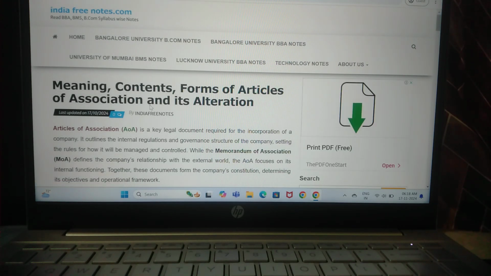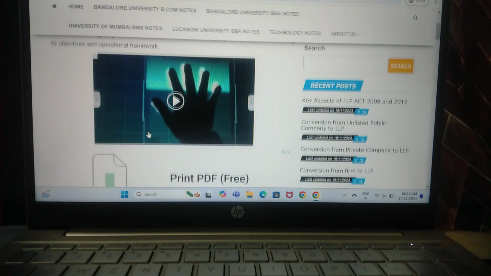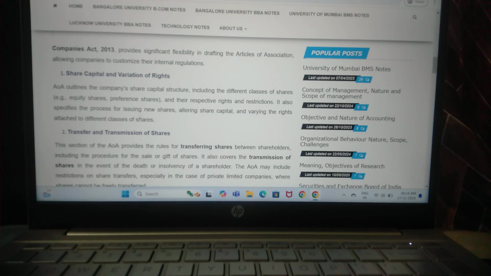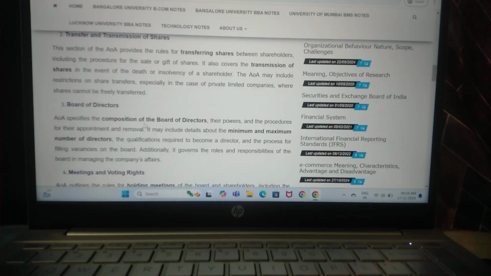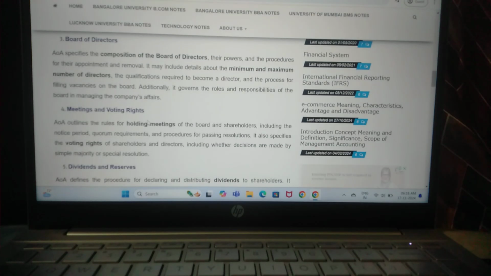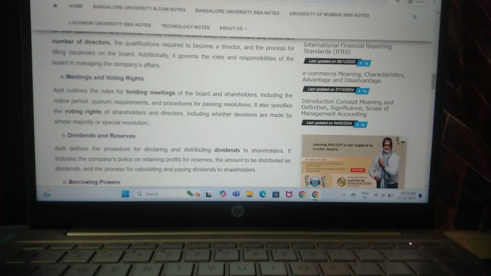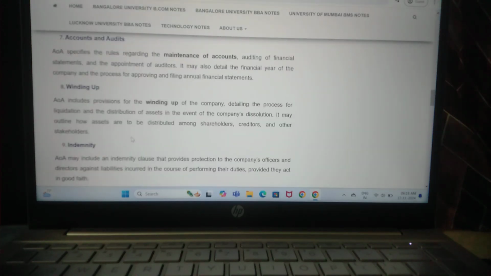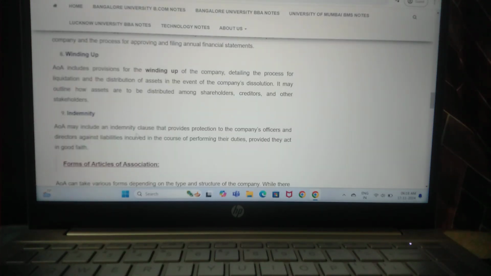See, AOA also outlines the internal regulations and governance structure of the company. It is also a legal document required for the incorporation, meaning you have to write. Then contents: share capital and variation of rights, transfer and transmission of shares, board of directors, meetings and votings, dividends and reserve, borrowing powers, accounts and audits, winding up, indemnity.